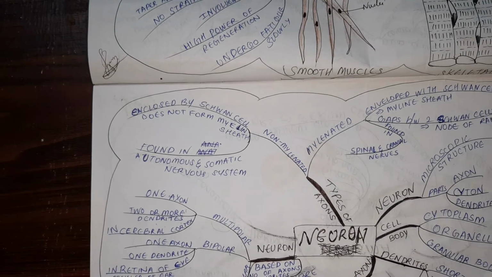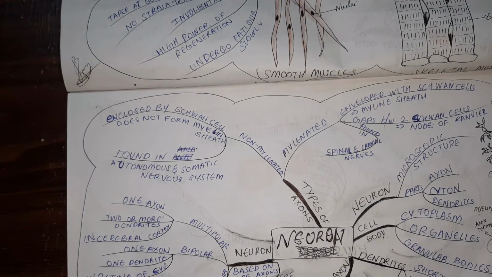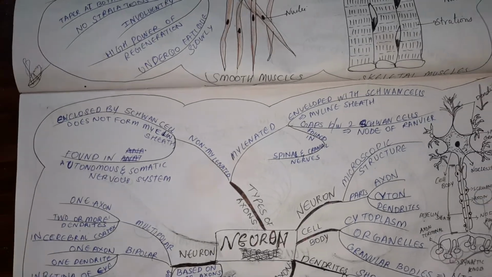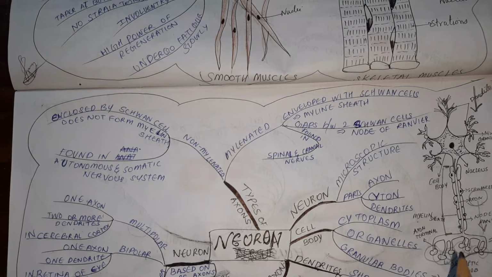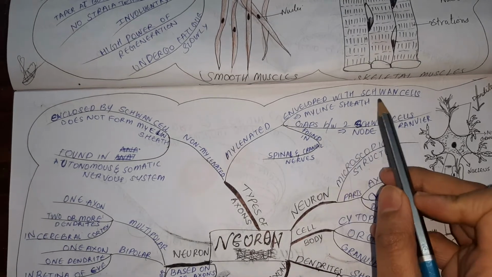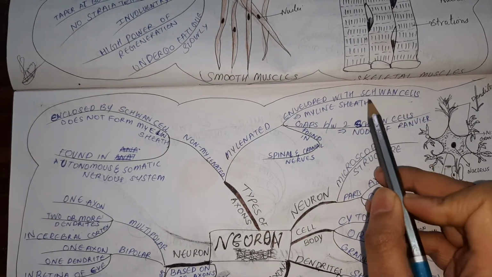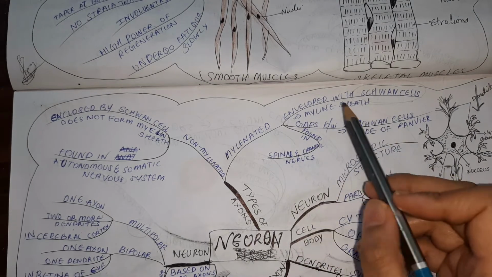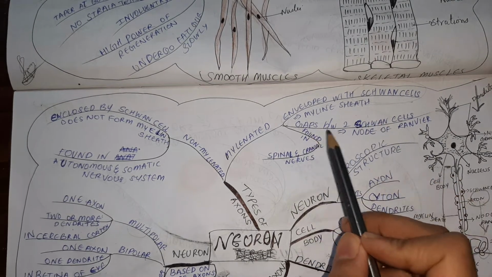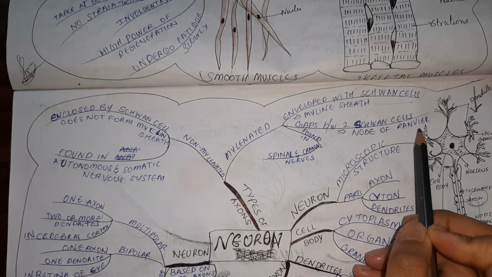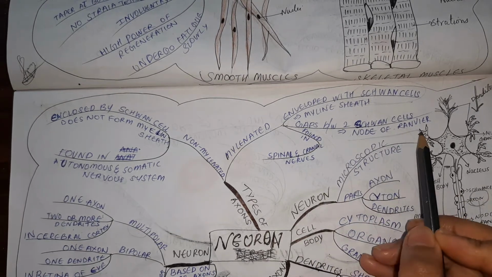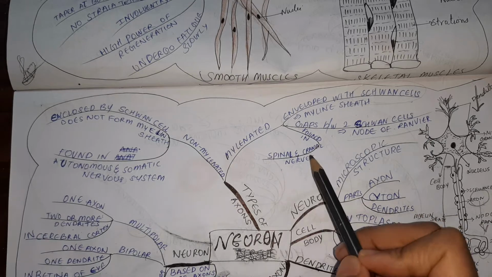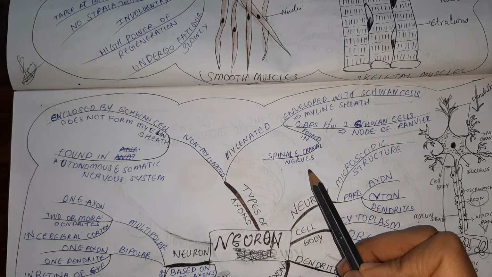Now we have types of axons. Axons can also be of two types, myelinated or unmyelinated, non-myelinated. Myelinated means they have a myelin sheath enveloped with Schwann cells. These are the cells, they cover the axon with the help of the myelin sheath. The gaps between two Schwann cells are known as nodes of Ranvier. These are found in the spinal and the cranial nerves.